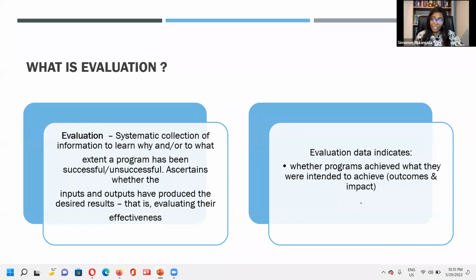Again, evaluation is a systematic collection of information to learn why and to what extent a program has been successful or unsuccessful. Now remember, in monitoring, we are just collecting data. We keep track and we see whether we are keeping time. But with evaluation, we are looking at whether it is successful or unsuccessful. And it ascertains whether the inputs and outputs are producing the desired results. That is evaluating the effectiveness.